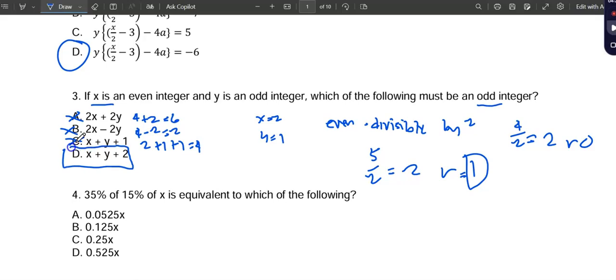Okay? But, let's check first if D is really correct. You have 2 plus 1 plus 2, which is 5. And which is again an odd integer. So, D is the correct answer. Number 4.